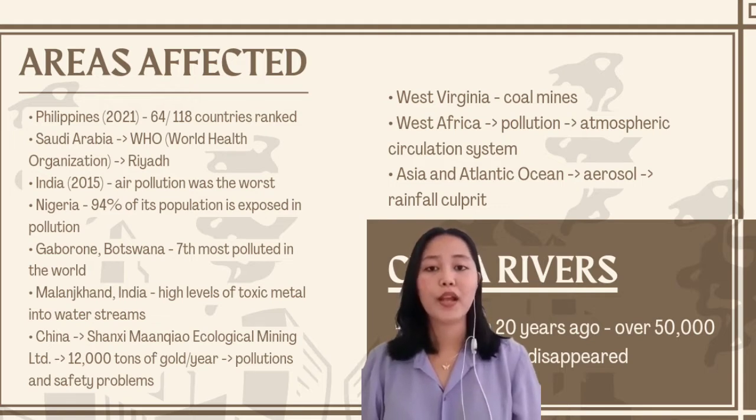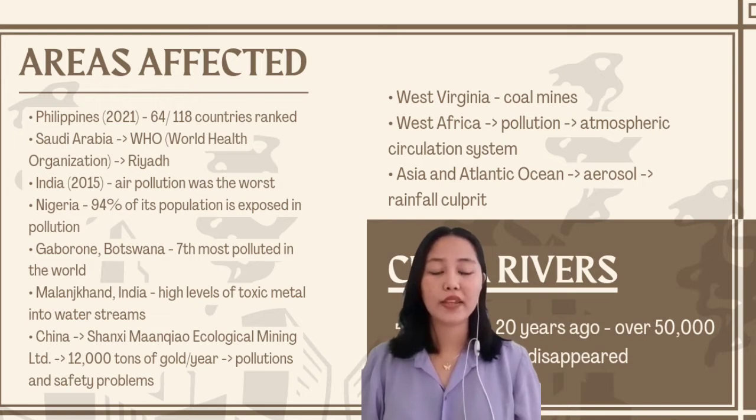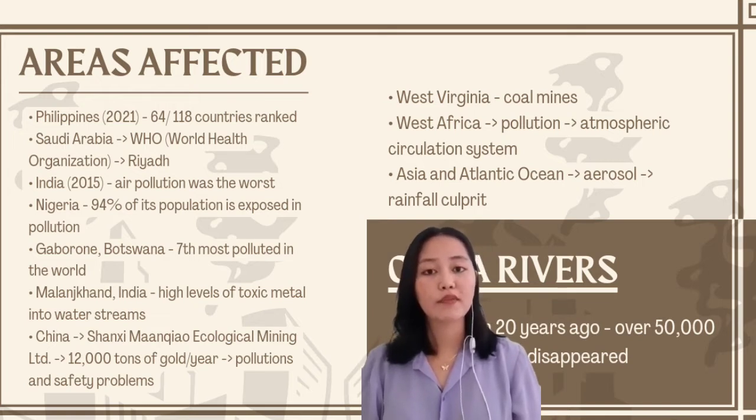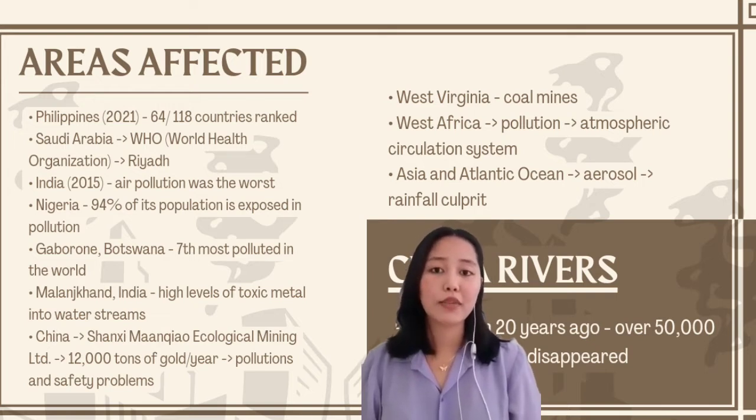The next is West Africa, and in West Africa, pollution has affected the atmospheric circulation system that controls everything from wind to temperature to rainfall across the region. As for Asia and the Atlantic Ocean, the Asian monsoon in turn has become the transport of polluted air to the stratosphere. Scientists have found that Pacific storms are relevant to the dissemination of pollution in Asia. And aerosol is labeled as the culprit of changing rainfall patterns in Asia and the Atlantic Ocean. These climatic disruptions are believed to cause drought all over Asia and Africa.